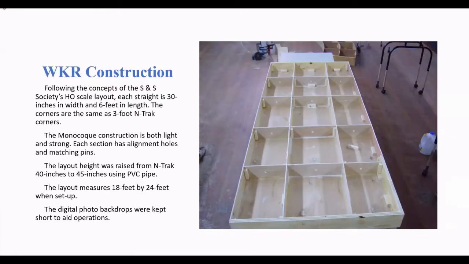This is the construction of section number 1, the very first one. And you'll notice that there is no frame on this. This is what they call monocoque construction. It's the same thing they use on aircraft. And basically almost the entire module is 1/4-inch Lowell plywood.